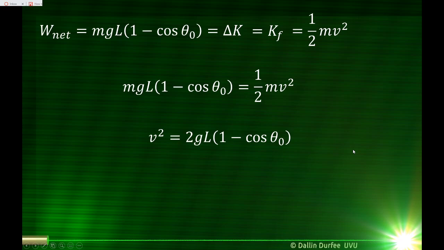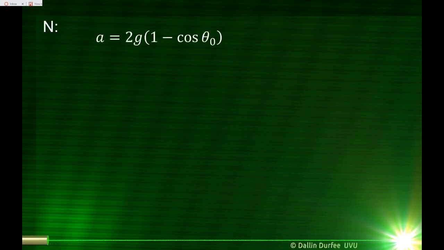Now I don't need to take the square root, because remember, what we're after is the acceleration at the bottom, which is just v squared over L. So I just need v squared. So if I take v squared and divide by L, I get 2g times 1 minus cosine of theta naught, and there is my answer.